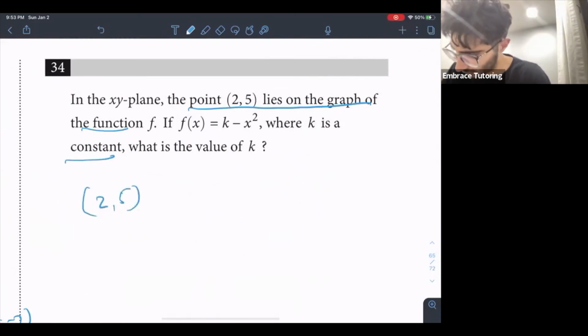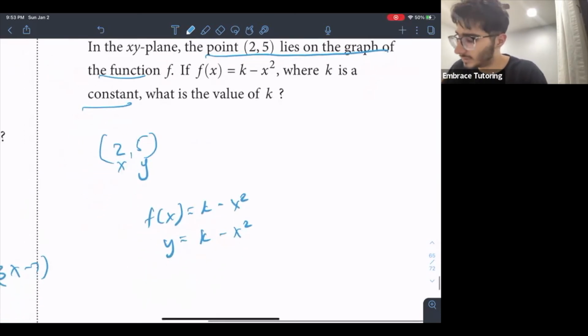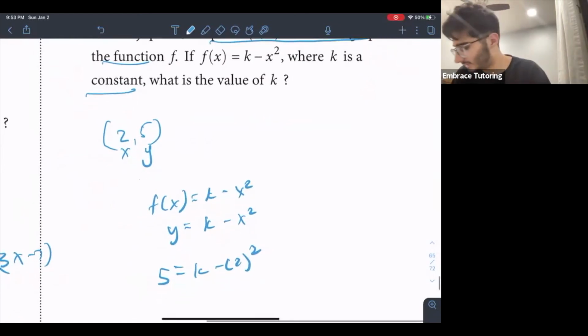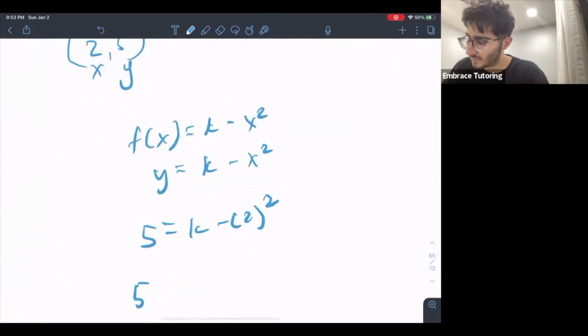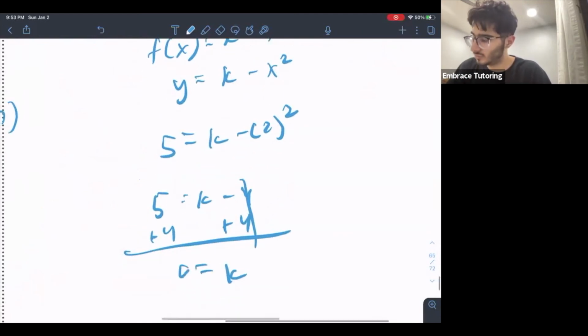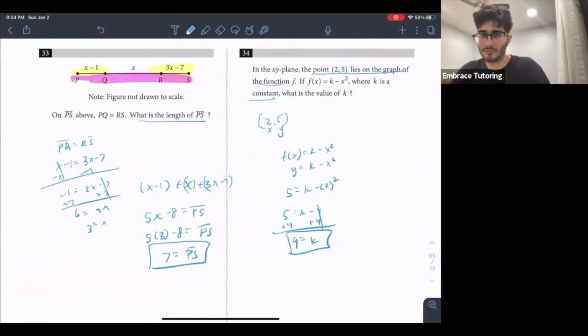They give you the point (2, 5), where it's x and y. They give you f of x is equal to k minus x squared, so y is equal to k minus x squared. Then 5 is equal to k minus 2 squared, because you substitute the x and y values to find k. You realize that y is equal to 5, so 5 is equal to k minus 4. You add 4 on both sides to get k is equal to 9. And that is how you find the k, or the constant, for 34.